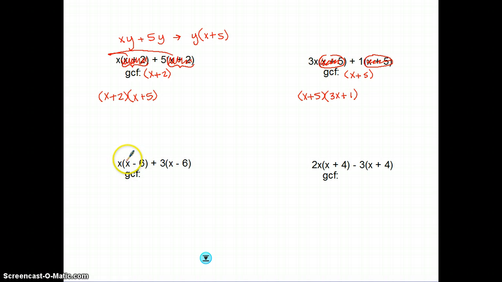Below to the left, I see x minus 6 repeated. So I'm going to factor that out as my greatest common factor. In parentheses, x minus 6. And in my second parentheses, when I remove that x minus 6, I have an x plus 3. Again to the right, I see x plus 4 repeated twice, so I'm going to factor that out as my greatest common factor. When I factor that out in parentheses on the front, what's left in my second set of parentheses is 2x minus 3.